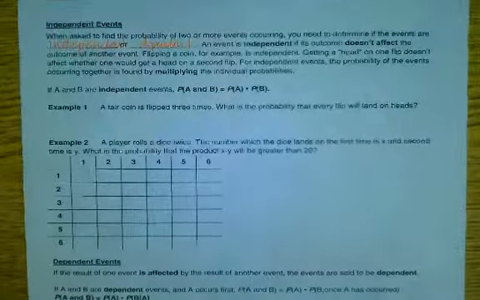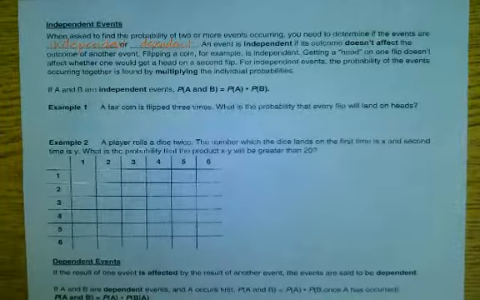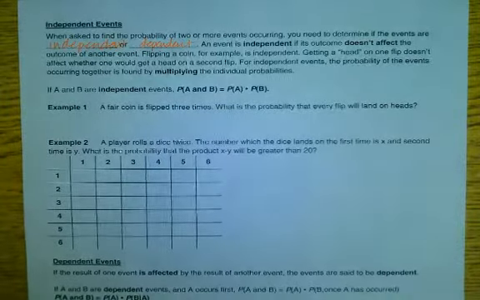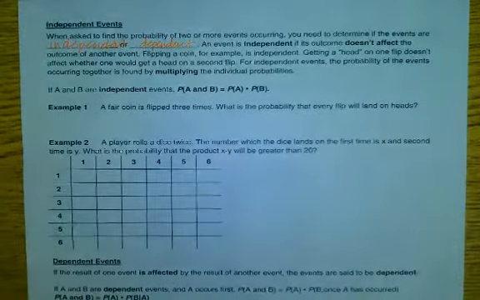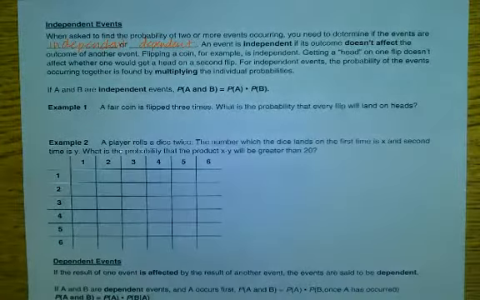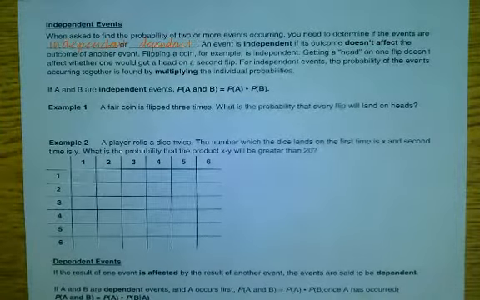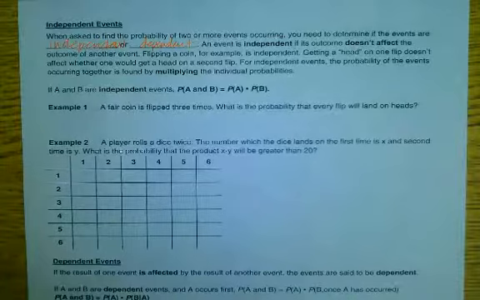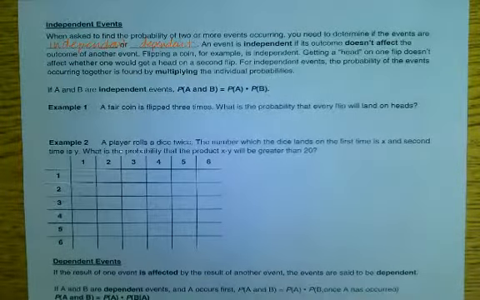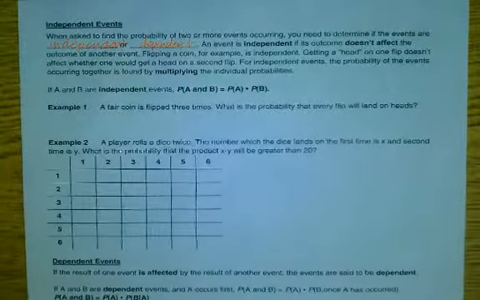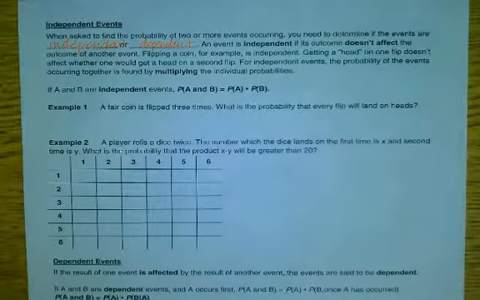Okay, an event is independent if its outcome doesn't affect the outcome of another event. So, for example, the probability that Maddie would win the 100-meter dash isn't going to affect the probability of Auguste winning high jump. Okay, those are 2 completely different events, and their outcomes do not affect each other.